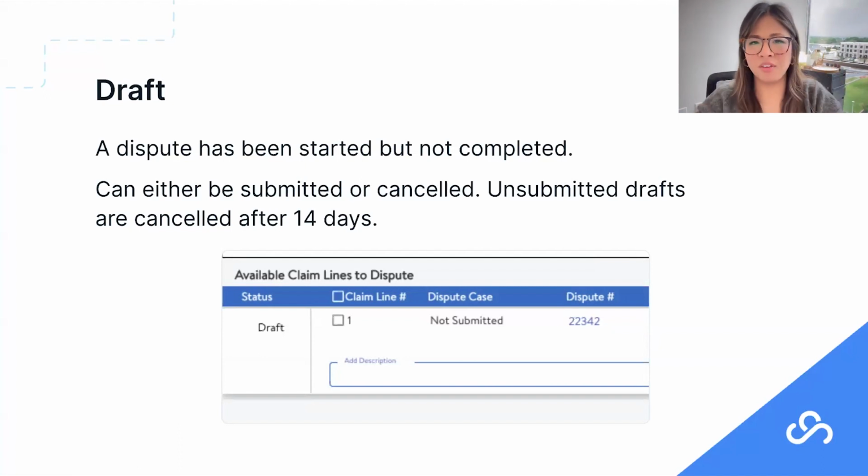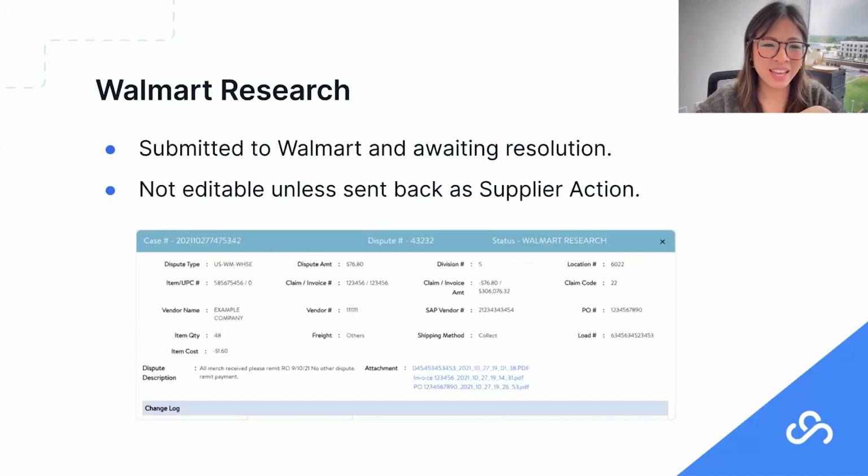Let's say you start a draft and you do some research with your transportation team and you find out, oh, actually, we did short ship on this. Or oops, we really did accidentally forget to put an allowance on the invoice. You can then choose to cancel that draft out. No harm, no foul to you. As a friendly reminder, unsubmitted drafts are canceled after 14 days. So just remember that so you don't do too much work and then be upset later on.